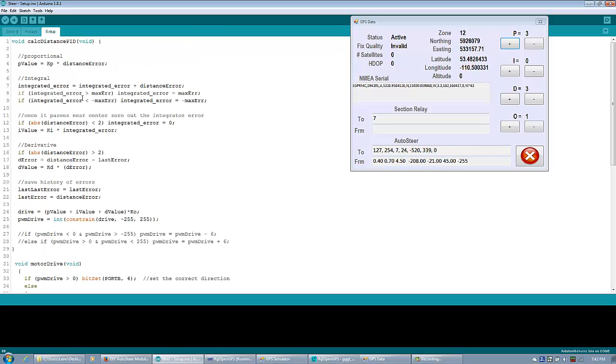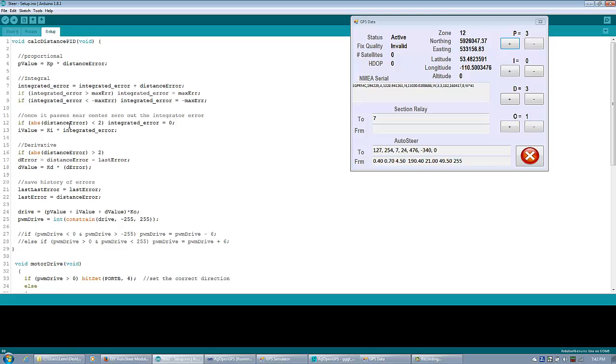So the PID is a basic PID loop. You do your proportional gain. Your integral is based on your last error. This is anti-windup. If you're off a little bit on the line and it keeps accumulating, you don't want too big an error, so you limit how big an error for the integral.